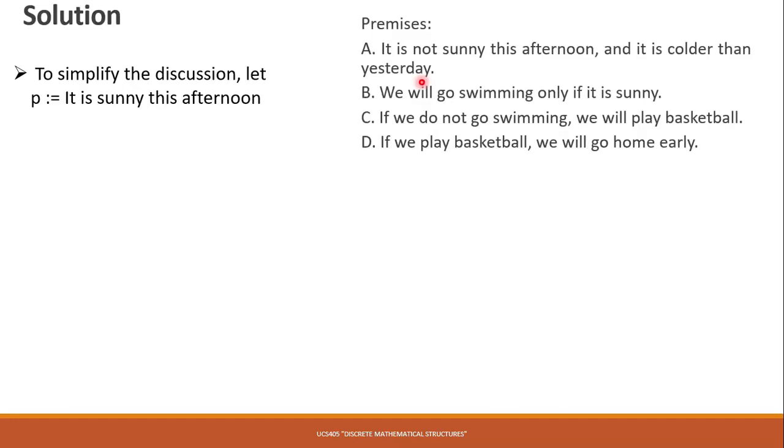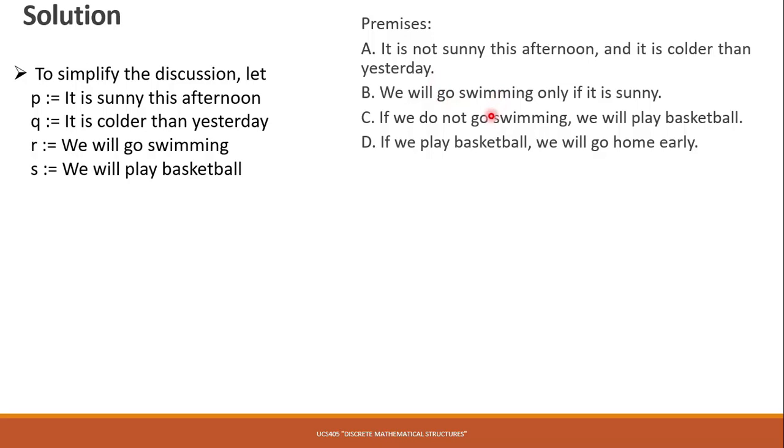First, we will assign propositional variables to elementary propositions. In the first premise, it is not sunny this afternoon and it is colder than yesterday. So two elementary propositions are there: it is sunny this afternoon and it is colder than yesterday. We are assigning two variables, P and Q respectively. Similarly, R is for we will go swimming, S is for we will play basketball, T is for we will go home early. Now we have to prove our conclusion, we will go home early, is true.